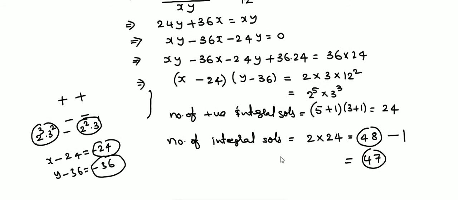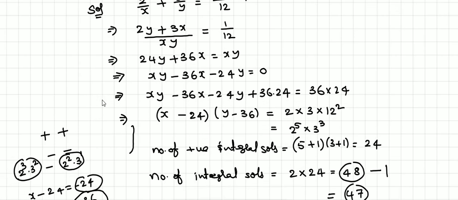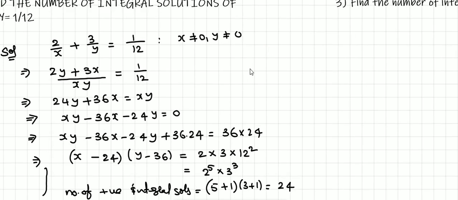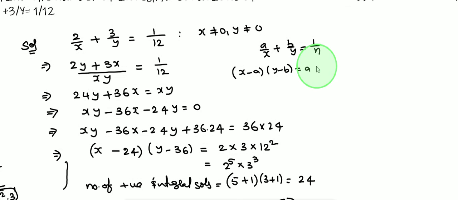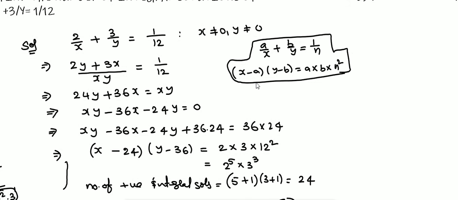So we can generalize all such questions, instead of making this much calculation from next time onwards. If it is given as a/x + b/y = 1/n, you can understand directly that (x - a)(y - b) = ab n squared. From here we can directly find the number of integral solutions and positive integral solutions, instead of making this calculation.